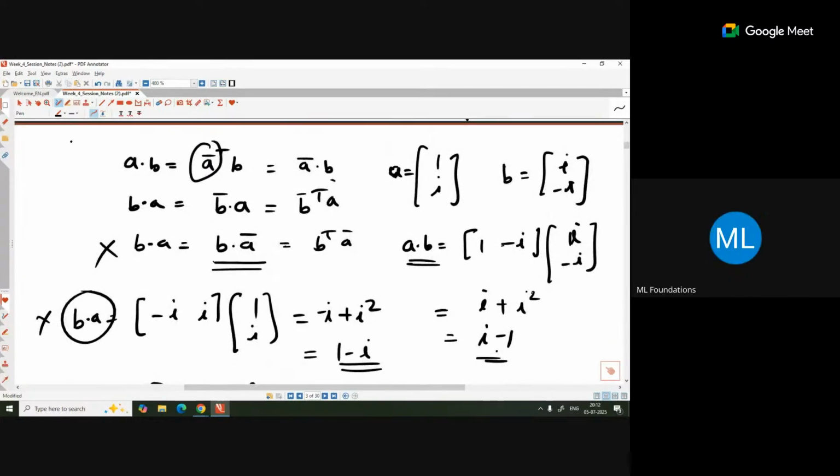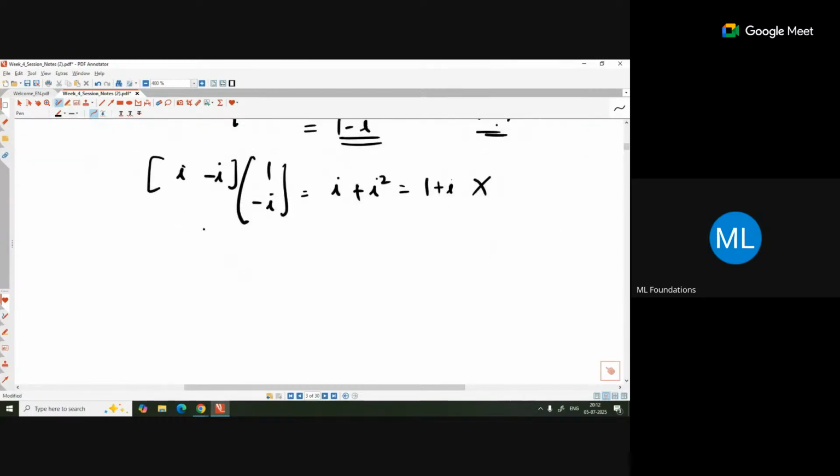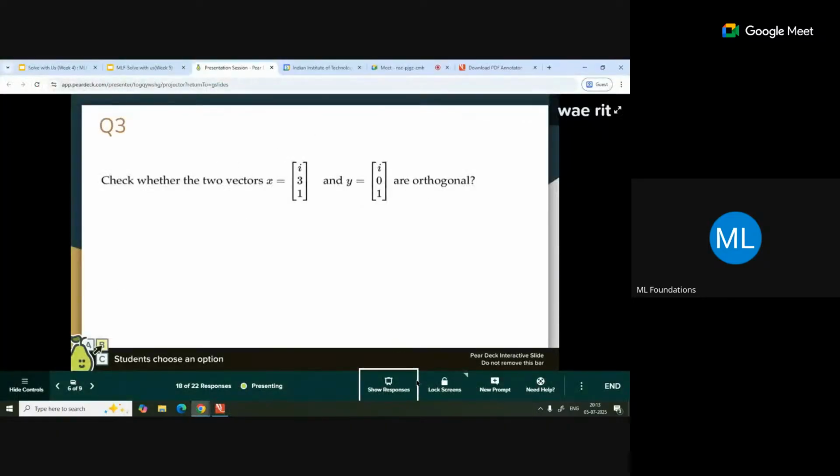So when you do A dot B, it is always A conjugate B, right? I think the other way around is not correct here, unlike the case of real numbers. In the real case, the dot product is commutative, right? So A dot B is basically B dot A, correct? Okay. So shall we see the solution for this part?